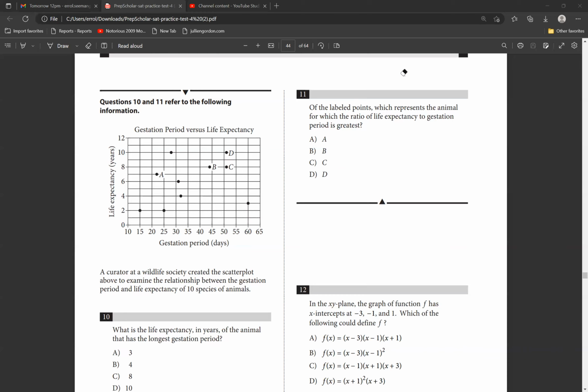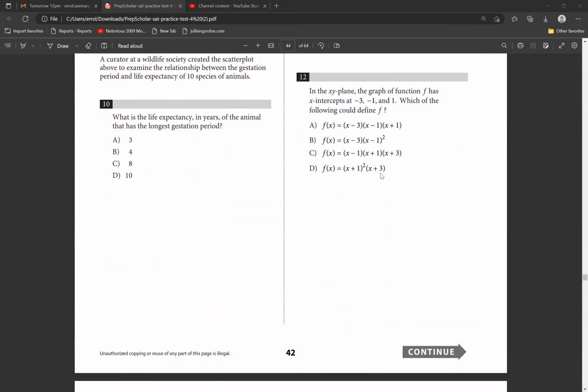All right, 12. In the xy plane, the graph of the function f has x intercepts at negative 3, negative 1, and 1. Which of the following could define f? Just take the opposite of each of those signs: x plus 3, x minus 1, and x plus 1. So you're saying C? Yes. That one's good.